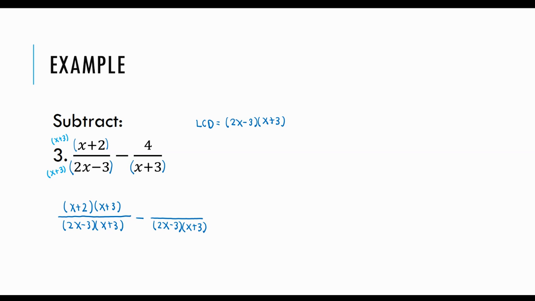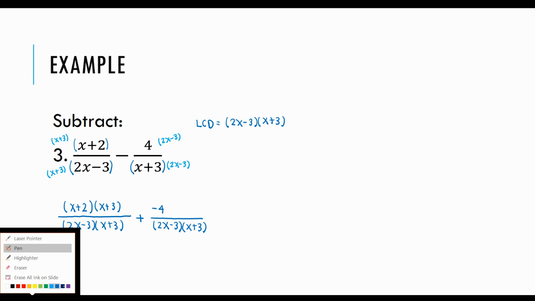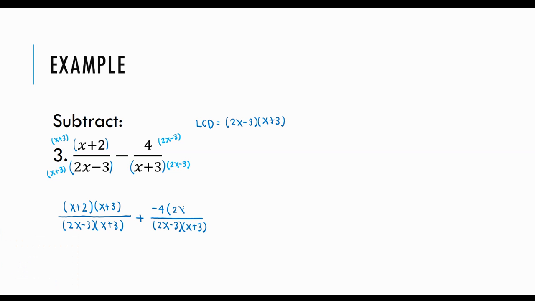If it helps, I like to change subtraction into adding the opposite. So I'm going to change that subtraction sign to addition, which means then the negative goes with the 4. There's my numerator, but that's not going to stay my numerator because that was just my original numerator. The denominator had to get multiplied by 2x minus 3, which means the numerator does as well. So I have to multiply that negative 4 by 2x minus 3.